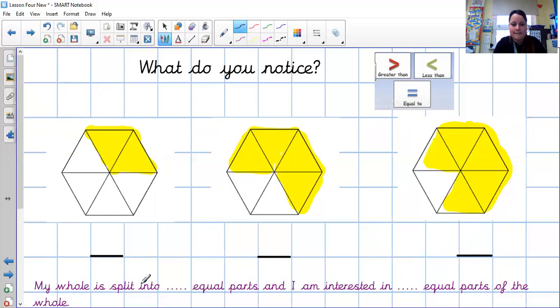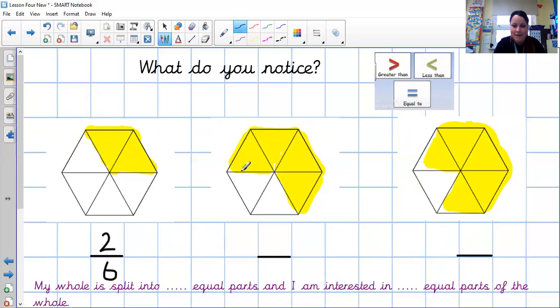So my whole is split into how many equal parts? Let's have a look. 1, 2, 3, 4, 5, 6. So my whole is split into 6 equal parts. And I am interested in how many equal parts of the whole. Let's have a look. How many are shaded in? So we've got 1, 2. So I am interested in 2 equal parts of the whole. So this image here represents 2/6.